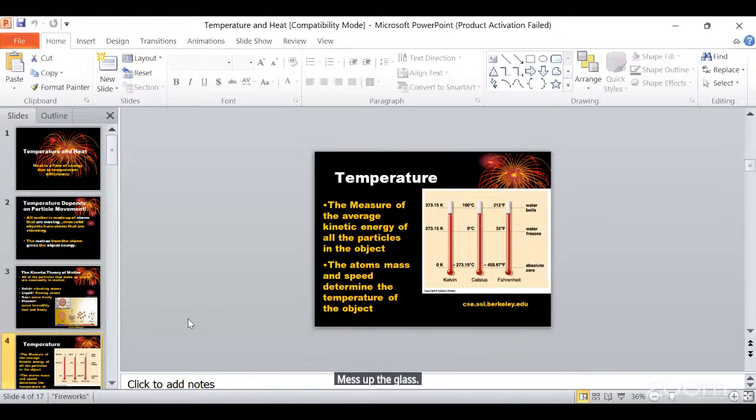Another temperature measurement is this. So class, convert, write it down, please. Convert 320 degree Fahrenheit to Kelvin.